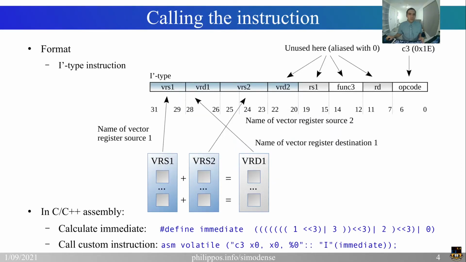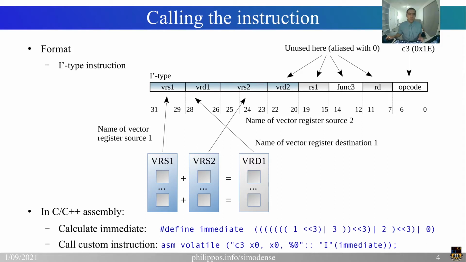In order to implement and call this instruction, we use the I' instruction type that allows simultaneous access to 2 vector registers as sources, 2 vector registers as destinations, and 2 base registers. As we only use 2 sources and 1 destination, the vector register destination 2 is aliased with 0 when calling an assembly. Also aliased with 0 are the other unused operands here for our example use case. For the opcode, we use the predefined custom instruction 3 opcode, as shown on the top right corner.